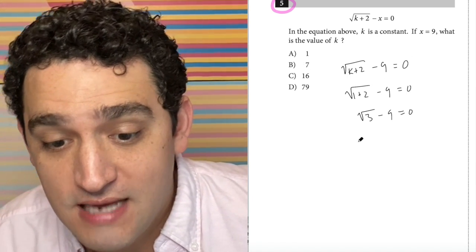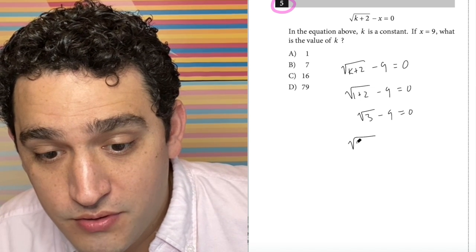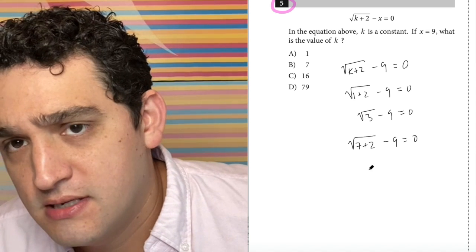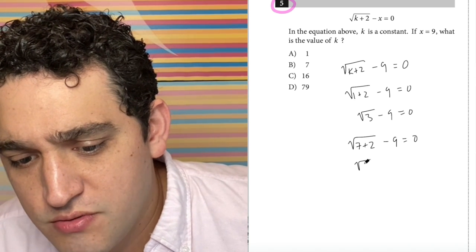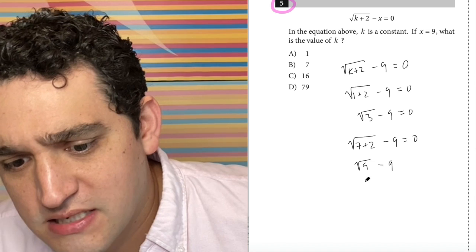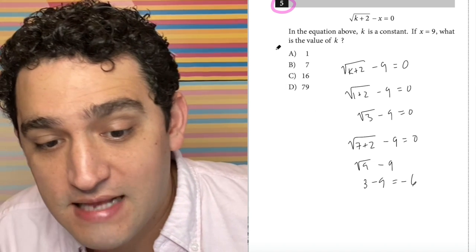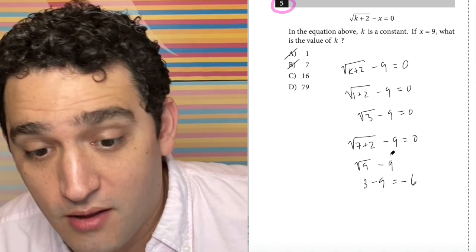Let's try 7. Root 7 plus 2 minus 9 equals 0. 7 plus 2 is 9, so root 9 minus 9. Root 9 is 3. 3 minus 9 is negative 6. It's not 0. We can cross b off as well.